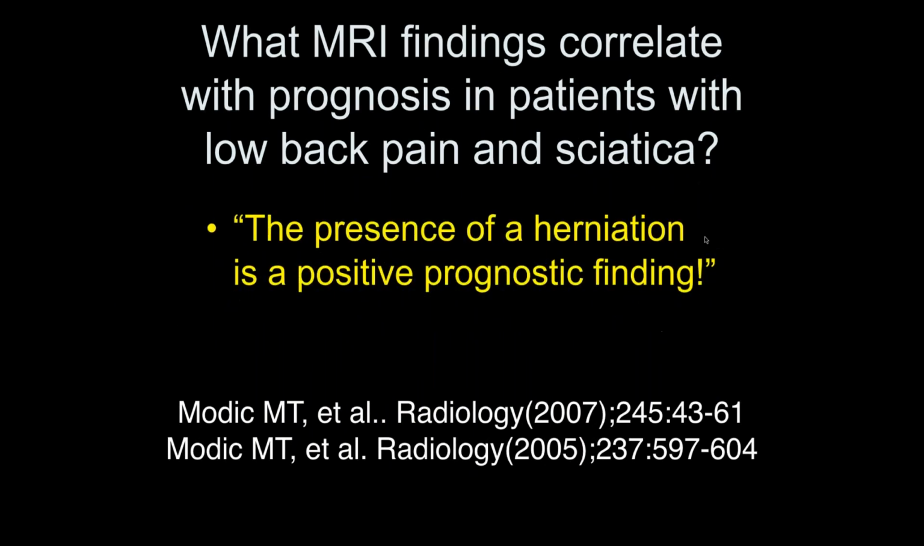What findings correlate with prognosis in patients with low back pain? Well, the only statistical correlation that he found was the presence of a focal disc protrusion, called a herniation in this report. It's a positive prognostic finding, as acute herniations of the nucleus pulposus all get better. And we talked about that before.